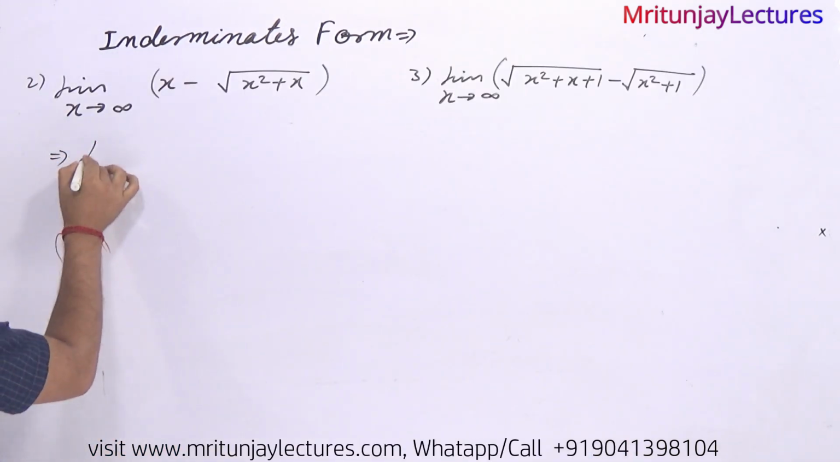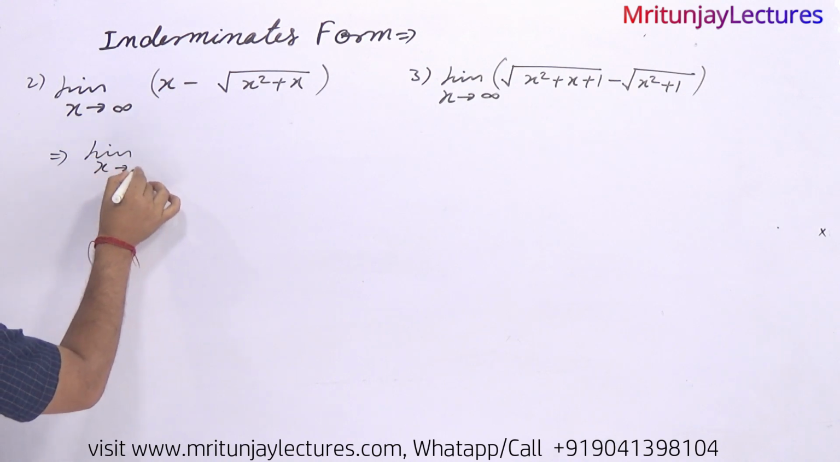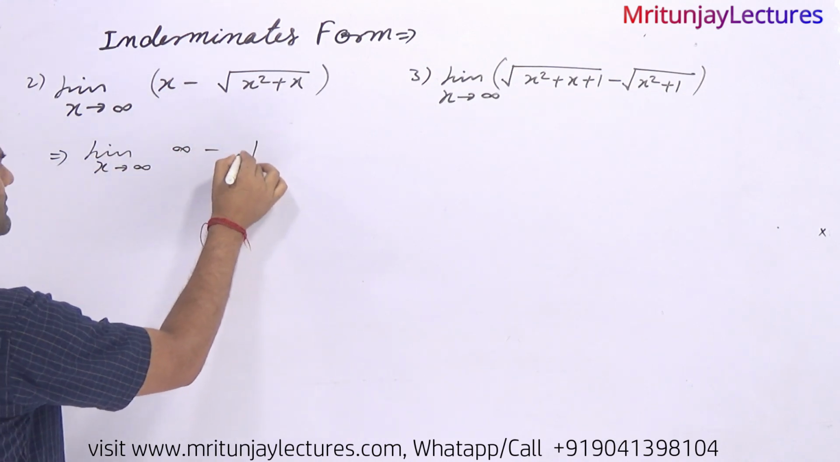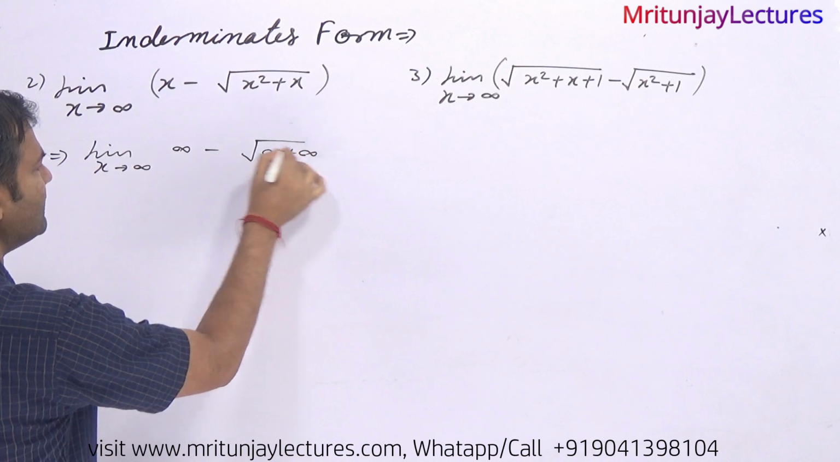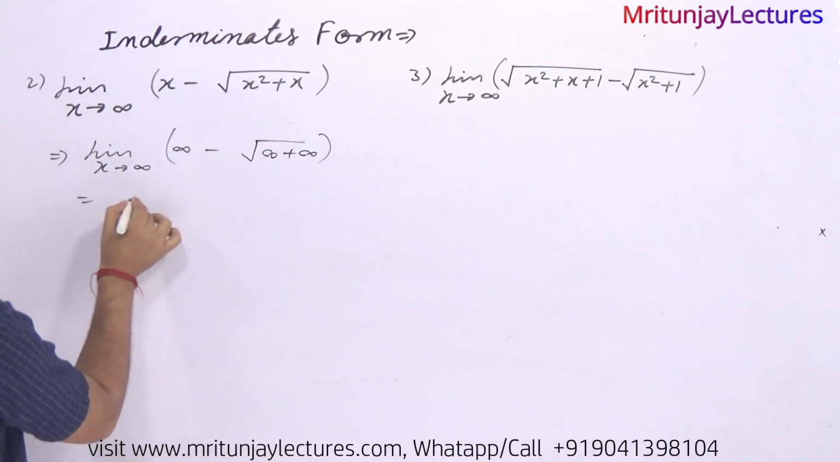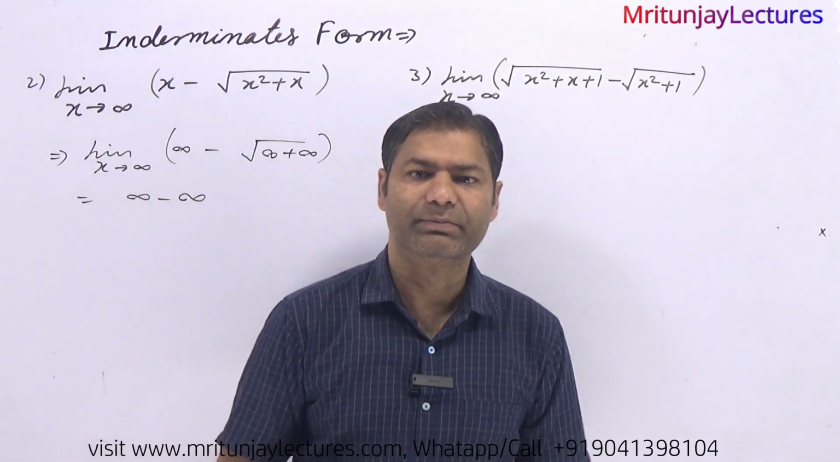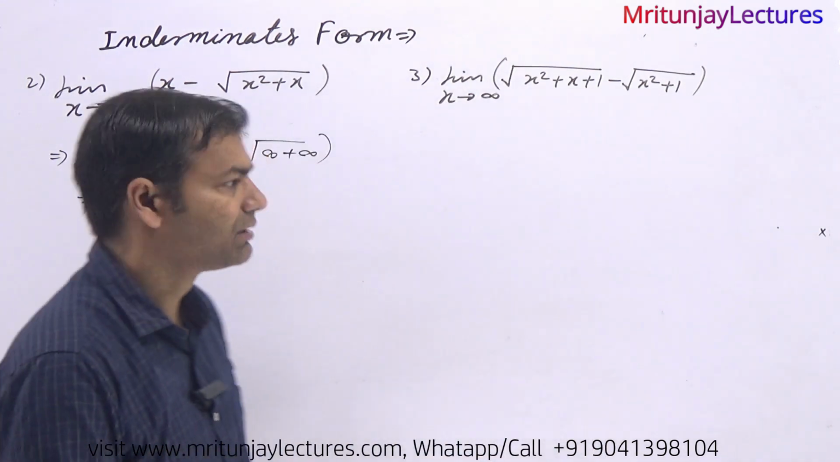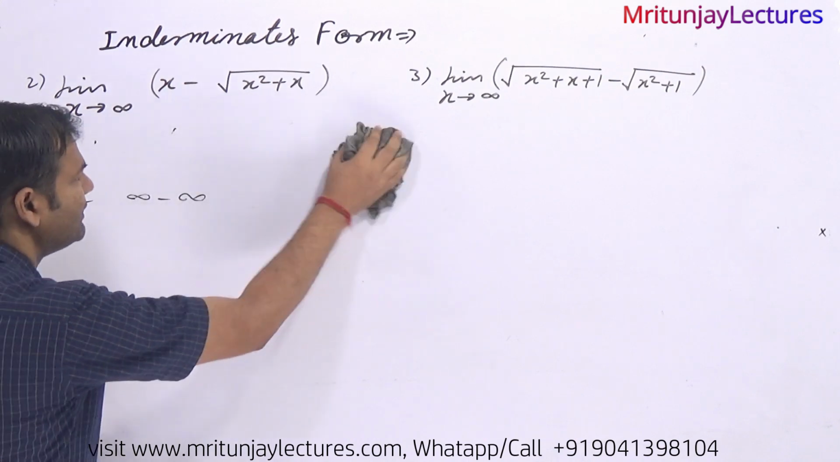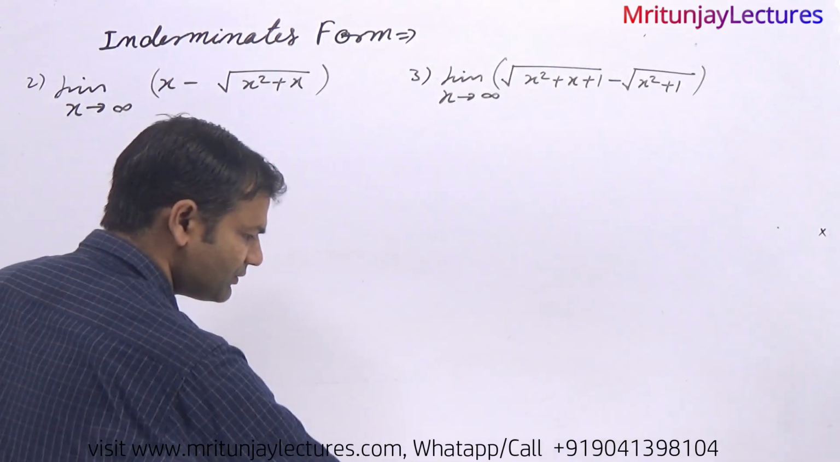Now, limit x tends to infinity. If we put this value in, that is infinity minus infinity plus infinity, so you can say that infinity minus infinity is also an indeterminate form. So how can we resolve it?